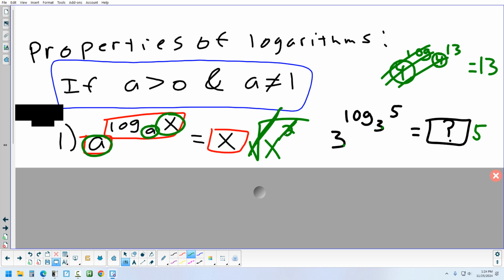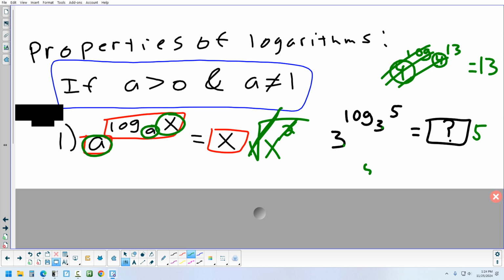That's what's happening right there. They undo each other. How about 5 to the log base 5 of, I don't know, 9? It would equal 9. And the reason why is that these two things basically just undo each other, like squaring and square rooting. But they have to be the same number to cancel out. It can't be 3 and then log base 4.